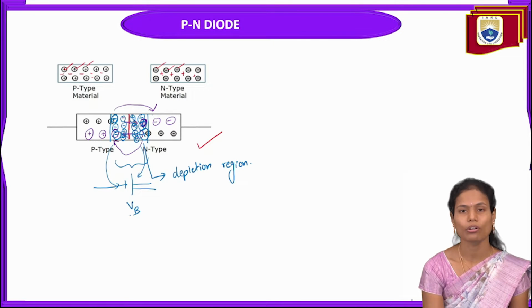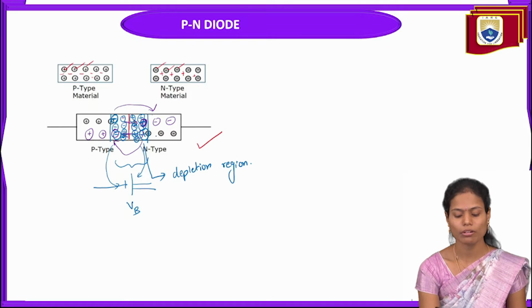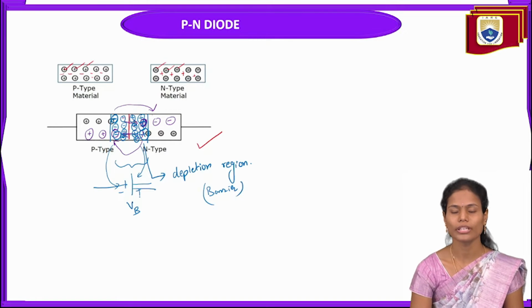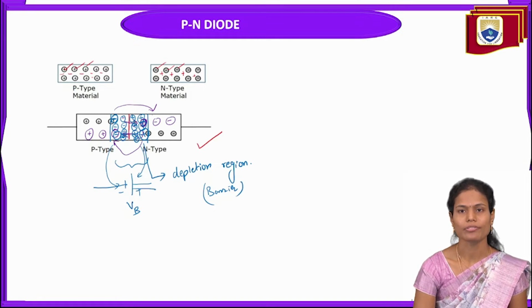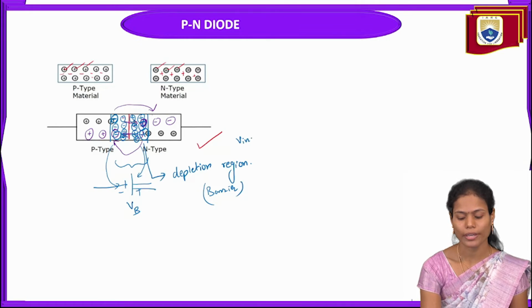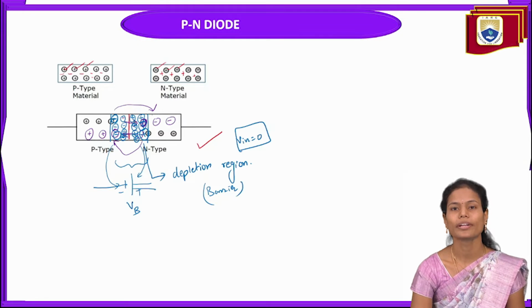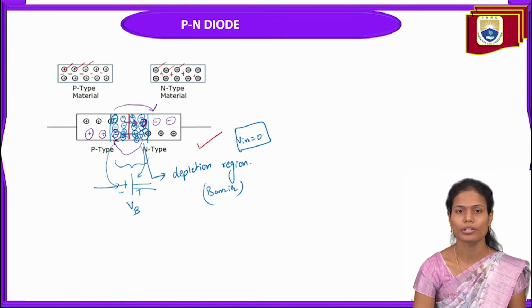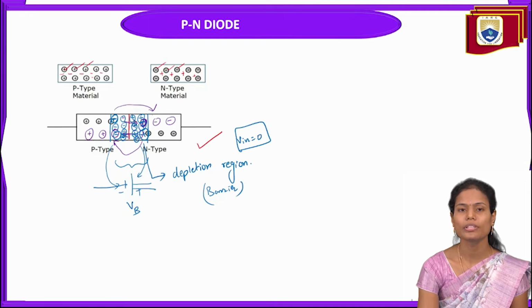So this potential we are calling the barrier potential. Why? Because the depletion region acts like a barrier between the P and N materials. This situation occurs whenever we are not applying any voltage to the diode. Because of the diffusion of the charge carriers between the p-type material and n-type material, we get the equilibrium state in the p-n junction diode.